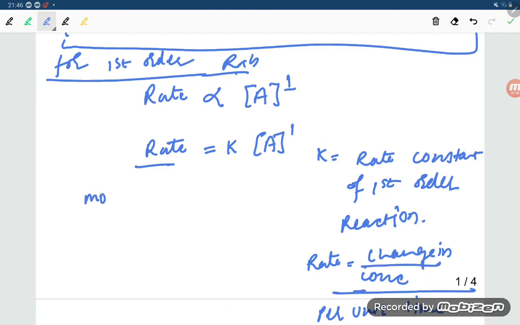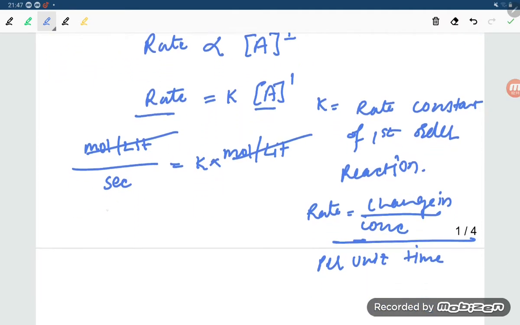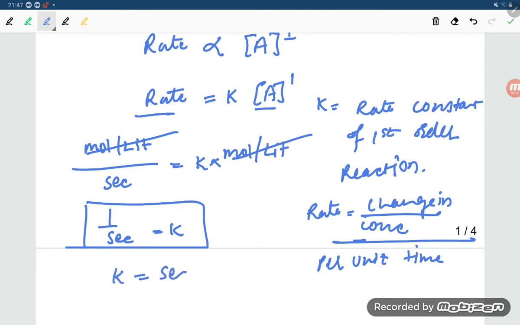So it will be mole per liter, and time is in seconds, equal to k times the molar concentration. Molar concentration is mole per liter, right students? So mole per liter and mole per liter will cancel out because both are in the numerator. So 1 by second is equal to k. So k is second inverse.